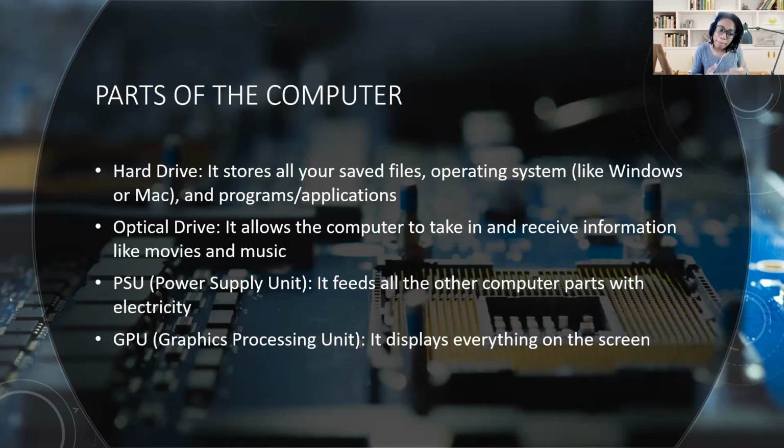You also may have an optical drive on your computer, which is also called a disk drive, which allows your computer to take in and receive information like movies and music from disks. Not every computer has an optical drive, and they're actually kind of disappearing. More recent computers don't have them, but you may or may not have them depending on what you've purchased. Not a lot of information is stored solely on a disk anymore, so that's why they're kind of being phased out.